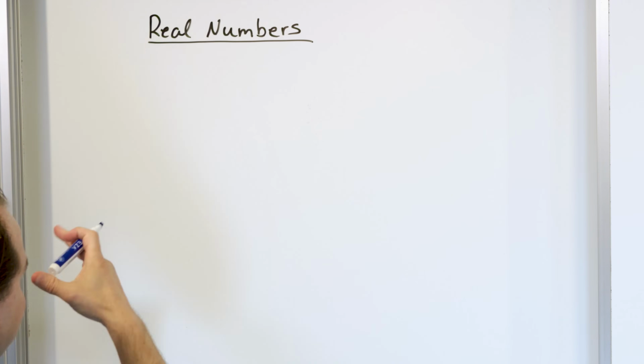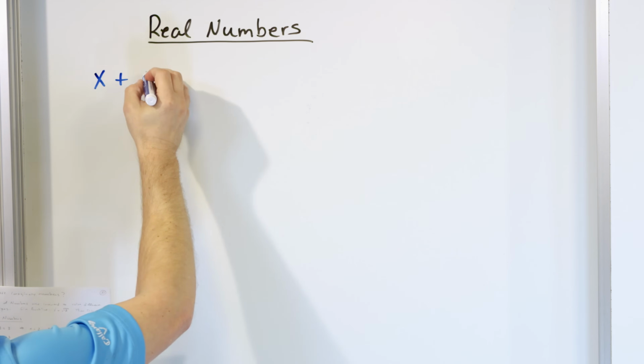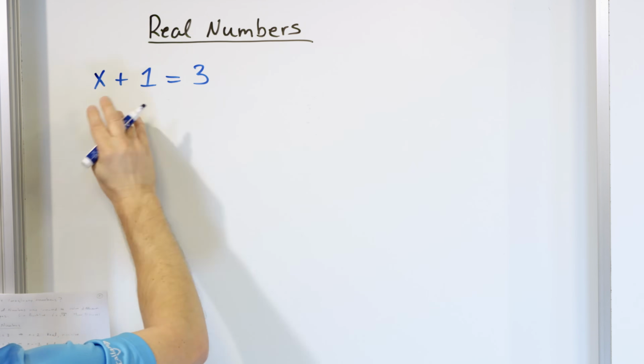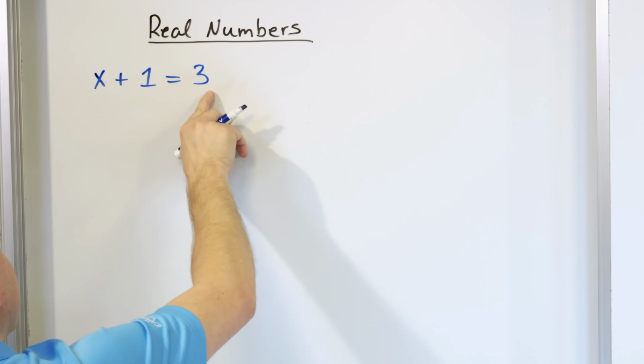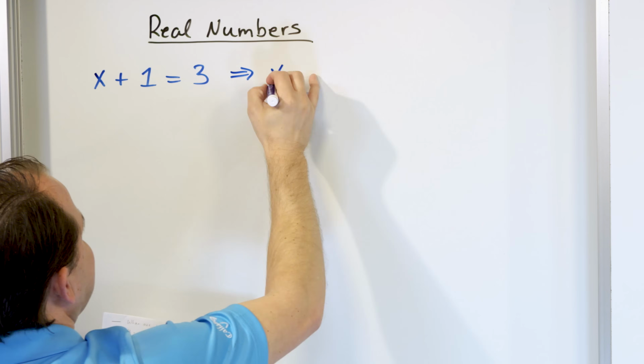Let's take a couple of equations, right? Let's take a very simple equation. Let's say we have the equation x plus the number 1 is equal to 3. You all know how to solve that equation. You just move the 1 over by subtraction. 3 minus 1 is 2, so what we found here is that x is equal to 2.